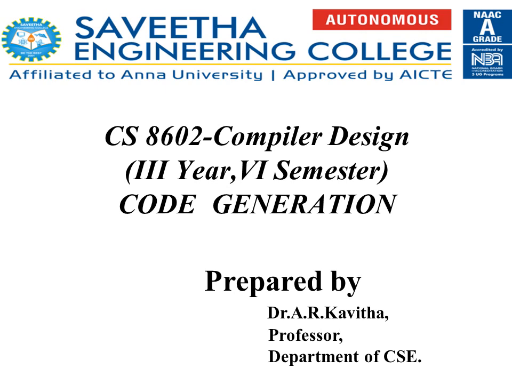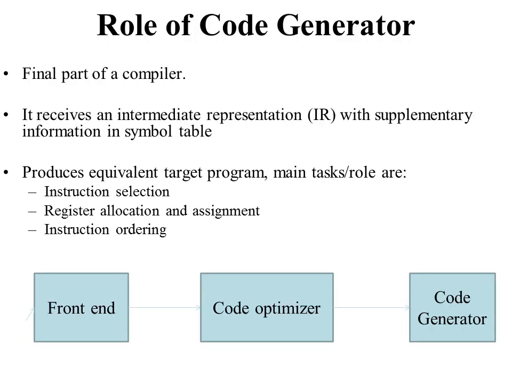Dear students, good morning. Today we are going to see the topic on code generation algorithm, which is a very important topic in compiler design. The code generator is the final part of the compiler, which is used to generate the final code, that is object code. The code generator receives the intermediate representation with the supplementary information in the symbol table. Also, the main roles of the code generator are instruction selection, register allocation, and instruction ordering.